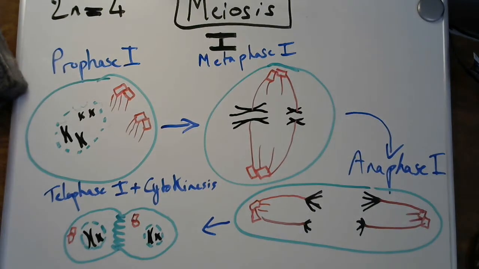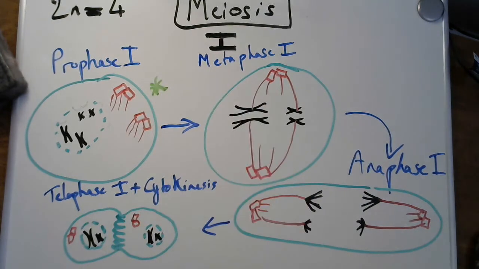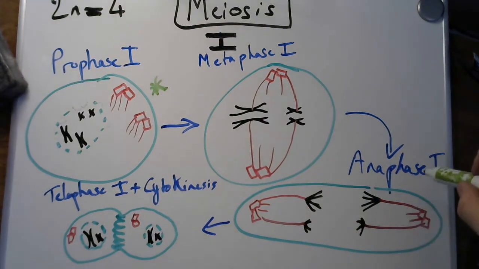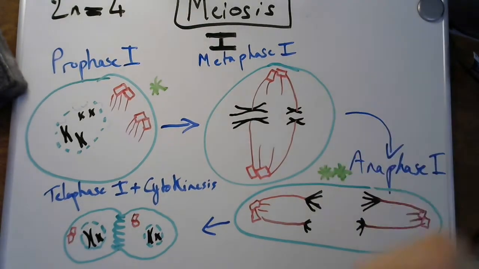So really, meiosis 1 is all about division, separation of homologous chromosomes. Several little points to remember. Crossing over can take place during prophase 1. You can have problems that take place during the separation of homologous chromosomes in anaphase 1. We'll talk about it in another video when you have non-disjunction.